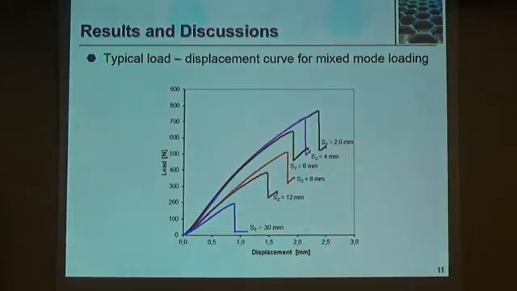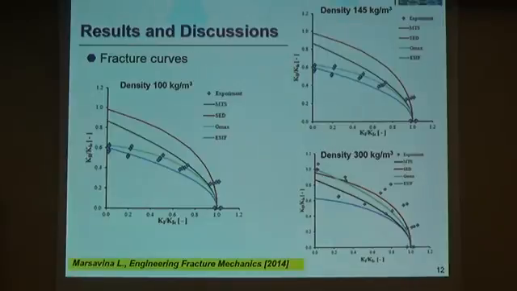These are some typical load-displacement curves. We see the same when we have only pure mode 1 and we have the crack. So we have a brittle behavior, a quasi-brittle behavior. But after reaching the maximum load, we have a drop of the load. These are the results for different positions of the support.